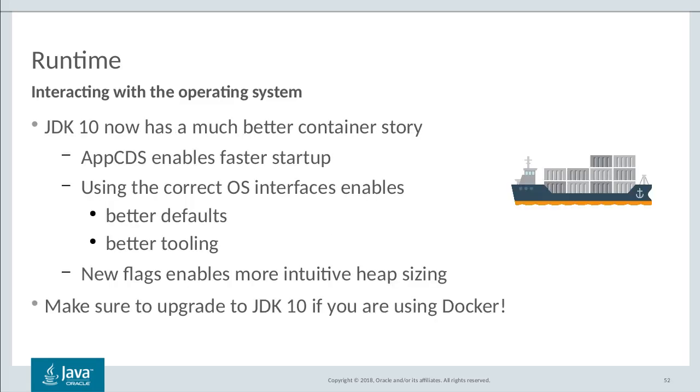Taken all together, this means that JDK 10 now has a much better container story. Using AppCDS, you get faster startup, which is great if you're spinning up new JVMs on demand for incoming requests. The JVM also uses the correct operating system interfaces, which enables better defaults, for example for the number of threads and the heap size, and you get better tooling so that you can use jmap with your containers. And finally, you also get new flags for more intuitive heap sizing. So if you are running Java inside of Docker containers, make sure to upgrade to JDK 10.